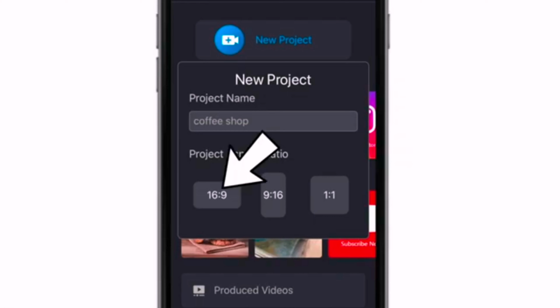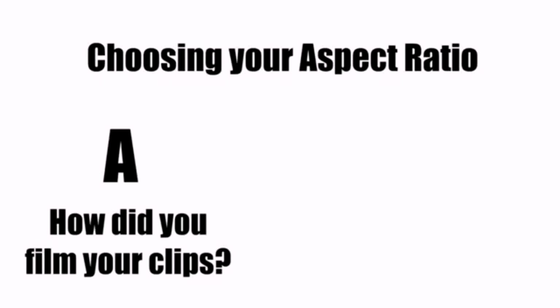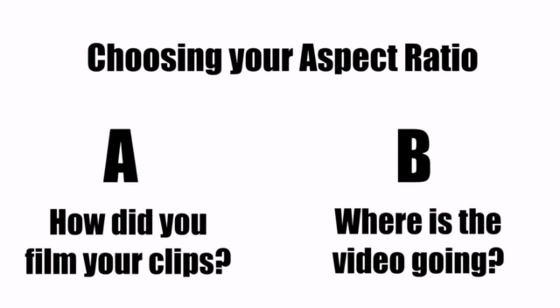You have a choice to make a landscape video, which is 16:9, portrait video, which is 9:16, or a square video with a 1:1 ratio. Choosing this depends on two things. A, how did you film most of your clips? And or B, where do you want to publish this video? Let's look at A first.